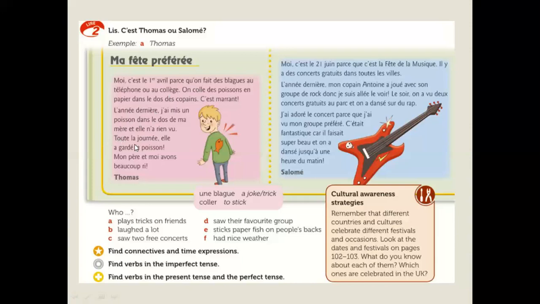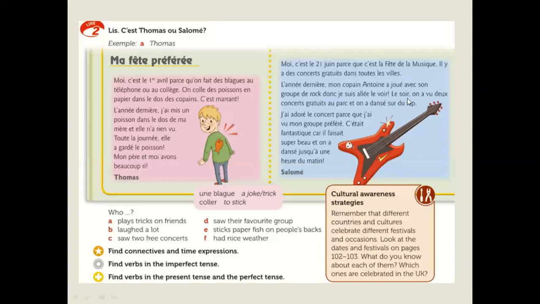As a time phrase, you had toute la journée. And that's it. In the other text, as a connective, you had parce que as well. Then you had l'année dernière as a time expression, last year. As a connective, you had a fantastic one here, donc, therefore. I strongly recommend that you use this word, donc, therefore.